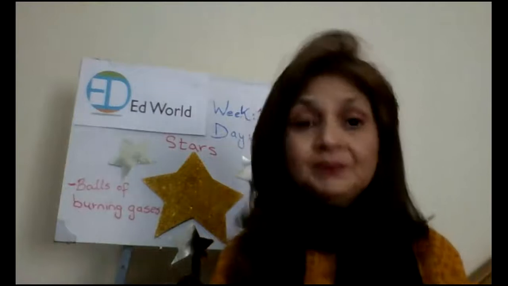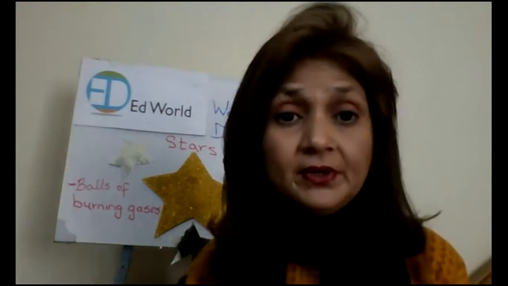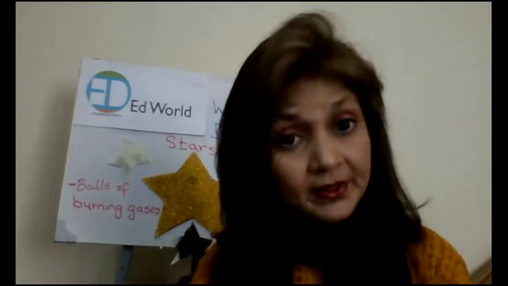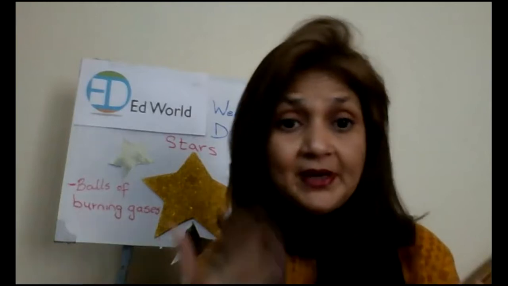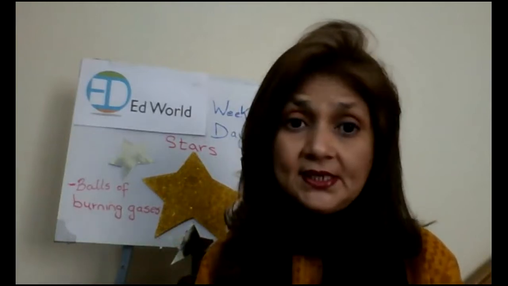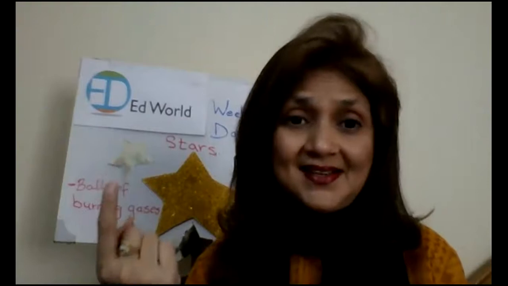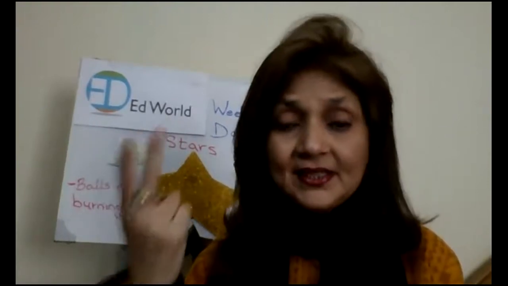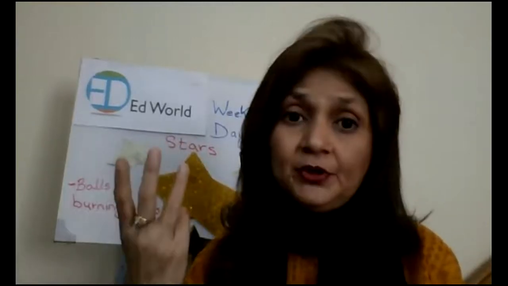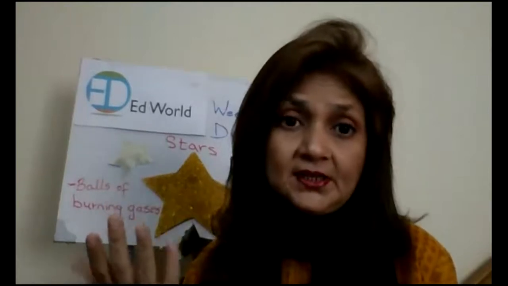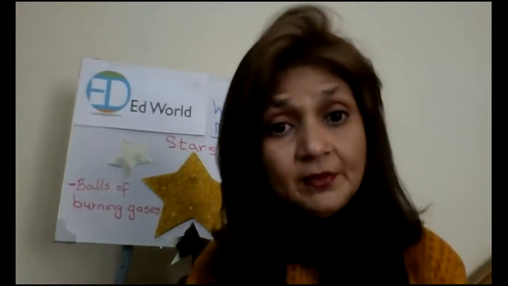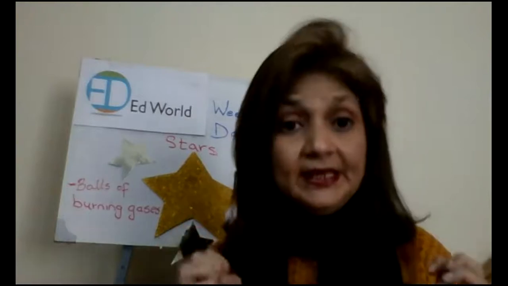So this was all about the stars that we need to remember. What do we need to remember, children? Come on, summarize the topic. Tell me what you have learned in one sentence. Yes, you have learned about stars, correct. And what are stars? Stars are balls of burning gases, correct. And what else have you learned about stars? Stars can be of different colors. They can be red, black, blue, yellow, white, or silver. So stars can be of these colors, and stars are balls of burning gases.